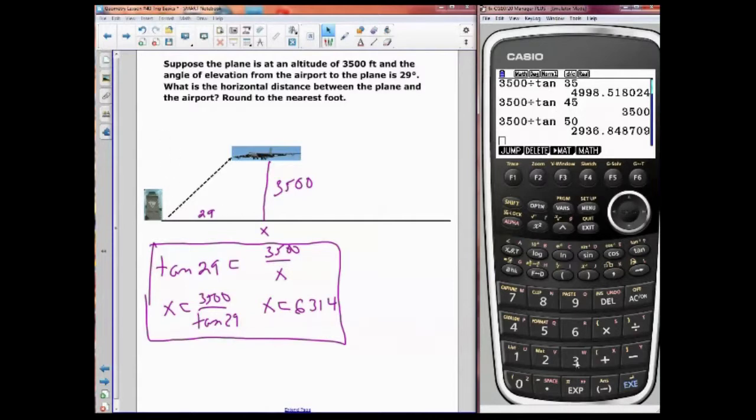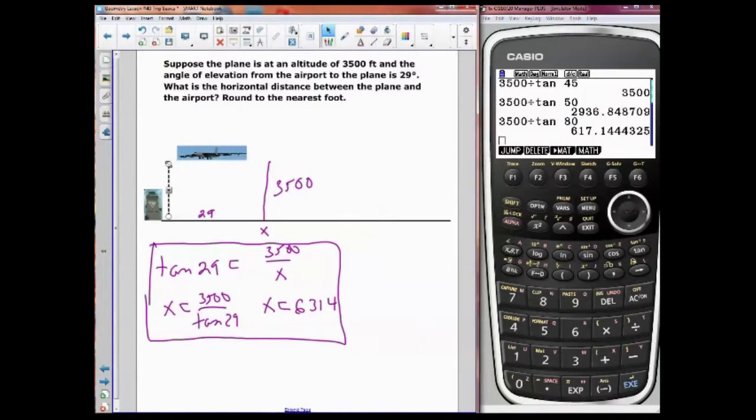So let's go ahead and zoom in at 80 degrees. He's really up, almost close to the airport now. So we have 3,500 divided by tangent of 80. He's 617 feet away. He's about to buzz us. Let's get him right up to almost 90 degrees. So here we go. 3,500, and he's almost at 90. So we're going to call this 89. Oops, I need to delete that. Put tangent of 89. And he's 61 feet away.